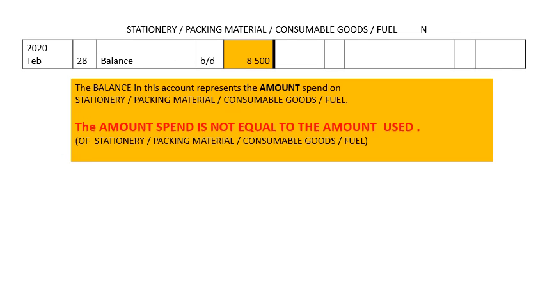Right now, stationery or packing material or consumable goods or fuel is a nominal account. The nominal account will have a debit balance. That debit balance indicates that this is an expense.